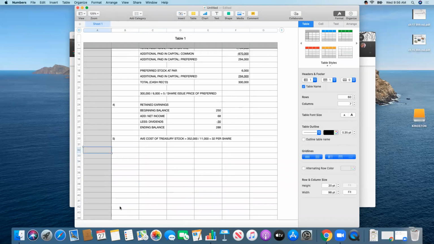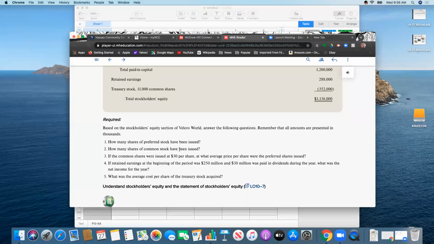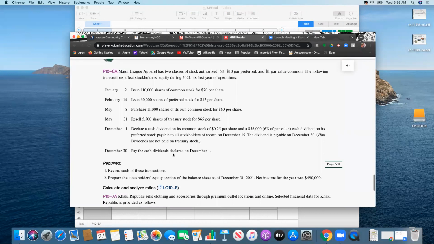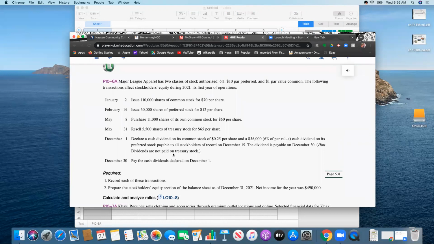Okay. Now, next, problem 6, problem 10-6A. And this is a humdinger, this one. So let's take a look at it. This is a comprehensive problem. Well, I guess it's not as bad as I thought.